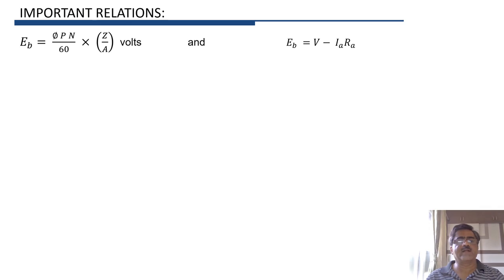So we have seen that the back EMF Eb is given by Eb = φPN/60 × Z/A volt. In this case, N is speed in revolutions per minute. If it is in RPS, that is in revolutions per second, Eb = φPN × Z/A volts. And the back EMF Eb is also given by V − IaRa.